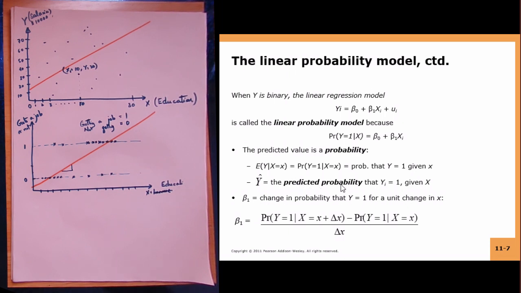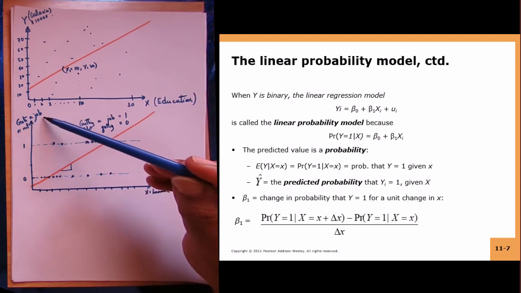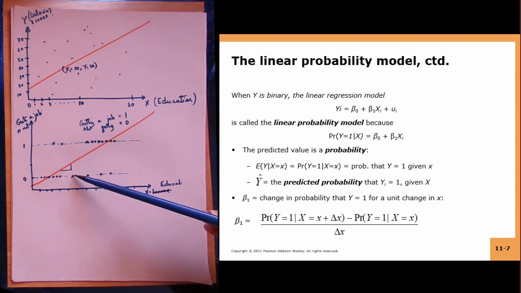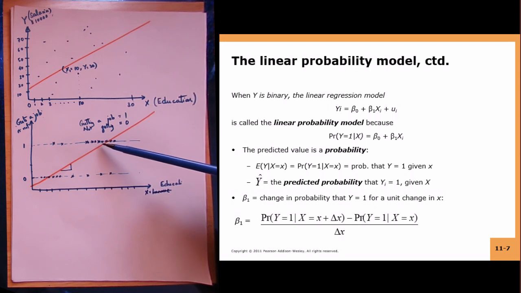So basically now what it becomes is, here getting a job or not, it becomes the probability of getting a job. So for a given level of education, what you are now looking at is what is the probability of getting a job. You are not directly looking at y, you are looking at the probability. So you say the probability of getting a job with low levels of education is low, and the probability of getting a job with high levels of education is higher and closer to 1. And what is beta 1? Beta 1 is the change in the probability for a unit change in x.